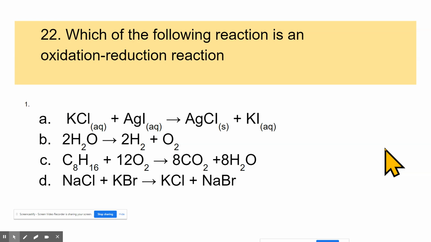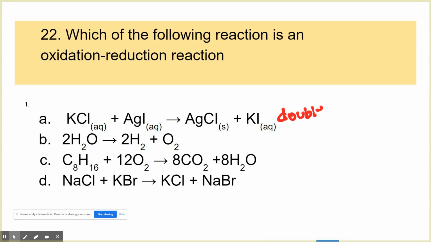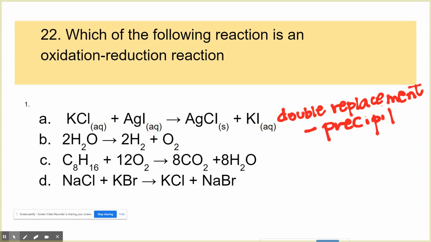You can use your flow chart now to determine the type. So let's see. Look at A. If you look closely at A, and if you follow the flow chart, you're going to see that this is a double replacement reaction. Hopefully you did it and you found out this is a double replacement. What kind of double replacement? It's a special type. This is called a precipitation.